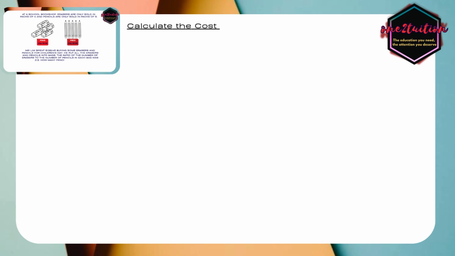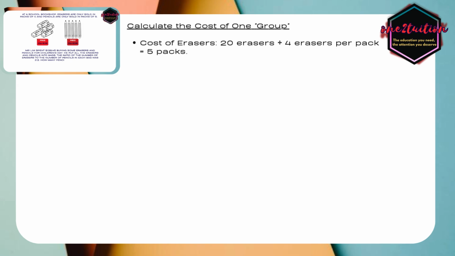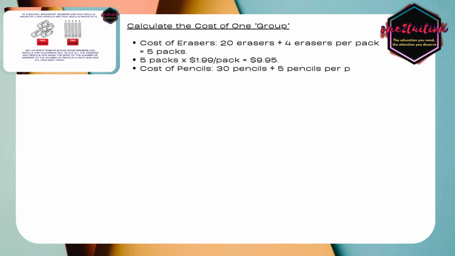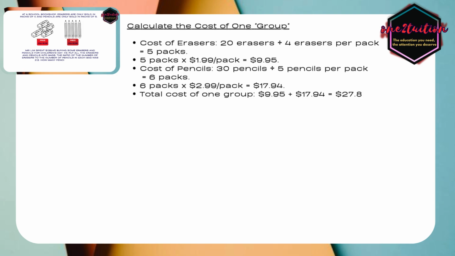Calculate the cost of one group. Cost of erasers. 20 erasers divided by 4 erasers per pack equals 5 packs. 5 packs times $1.99 per pack equals $9.95. Cost of pencils. 30 pencils divided by 5 pencils per pack equals 6 packs. 6 packs times $2.99 per pack equals $17.94. Total cost of one group equals $9.95 plus $17.94 equals $27.89.